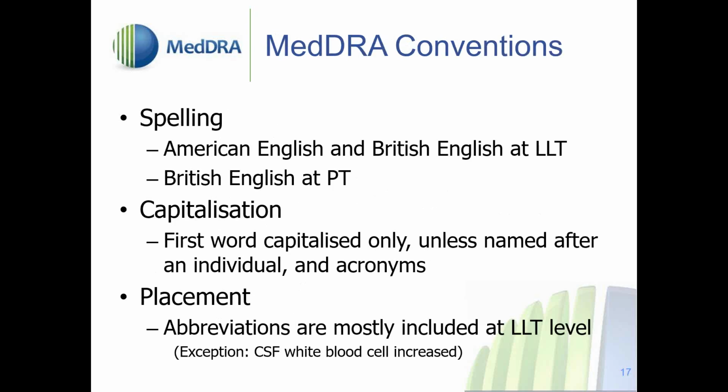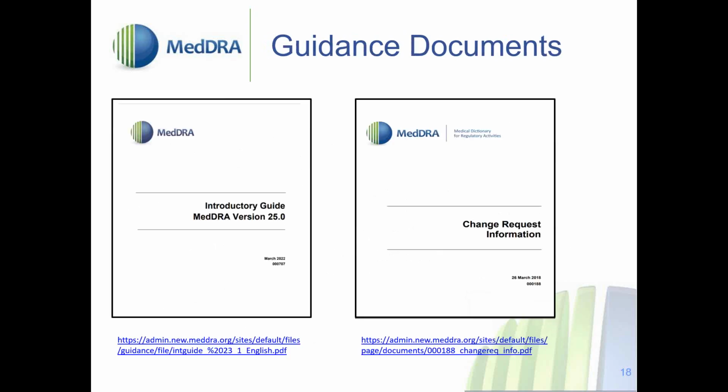And if you want to see some of these conventions, you can find them in the introductory guide to MedDRA, some of the rules around the structure of MedDRA. As you know, the spelling is American English and British English at the LLT level, but only British English is used for the PT level. In terms of capitalization, it's only the first word capitalized, unless it's named after an individual or it's an acronym. And placement of the abbreviations, they're usually at the LLT level, with the exception being CSF, white blood cell count, blood cell increased.